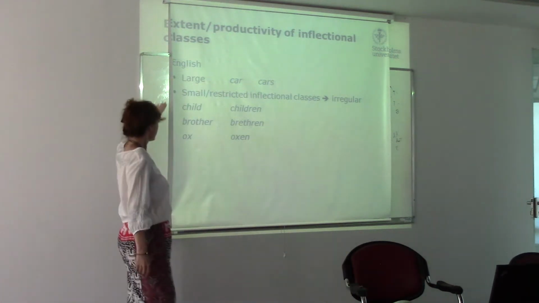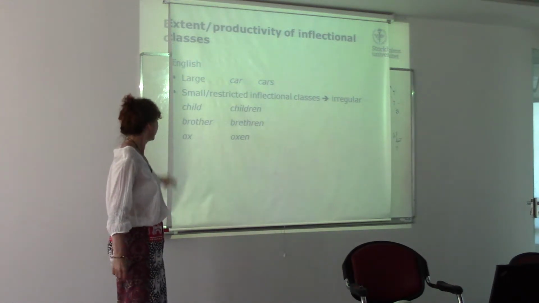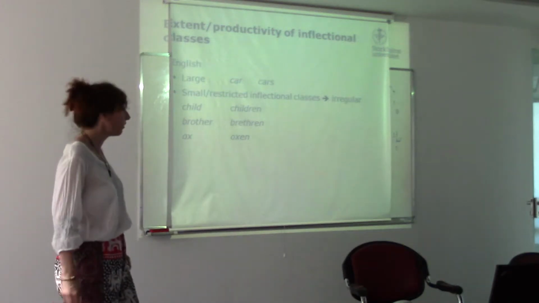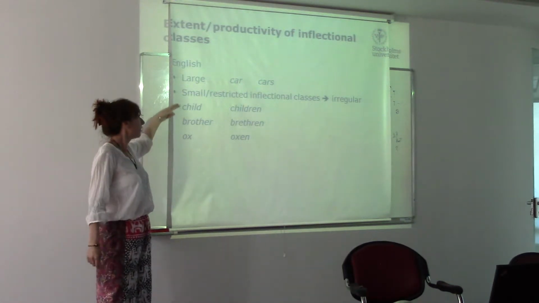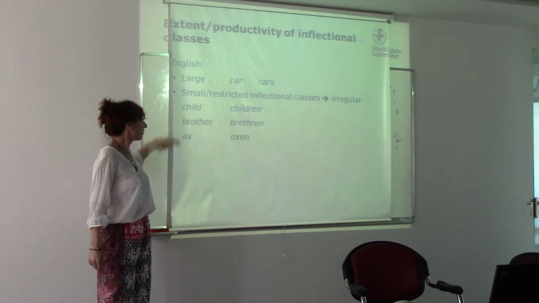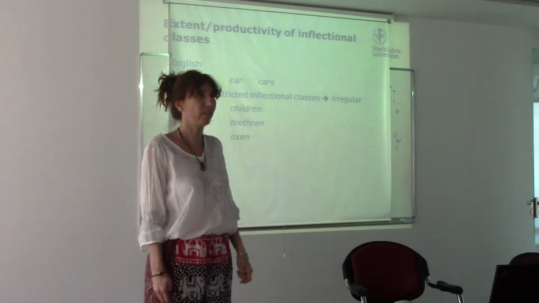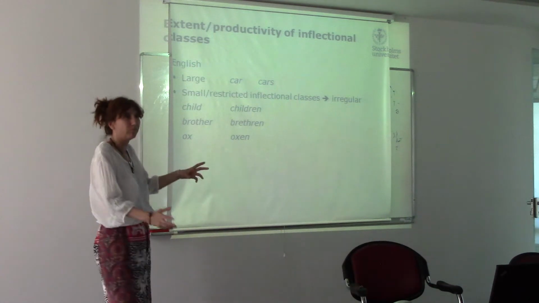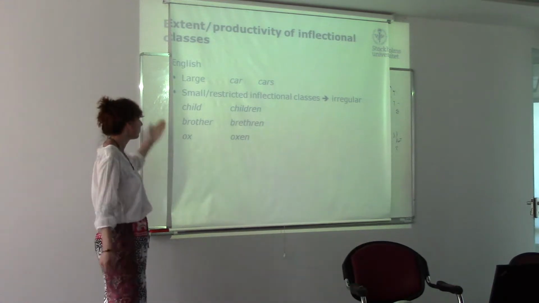Then there are very small restricted inflectional classes. In English that covers like 3 nouns. Those are children, brethren, and oxen. Small inflectional classes tend also to be described as irregular, because they're small, so you cannot just remember a principle, you have to remember them.